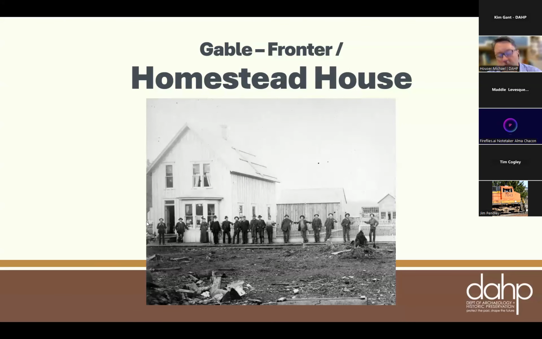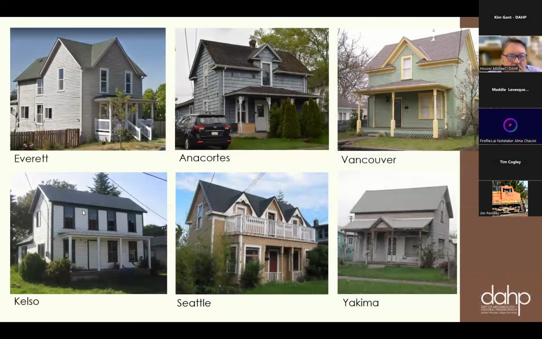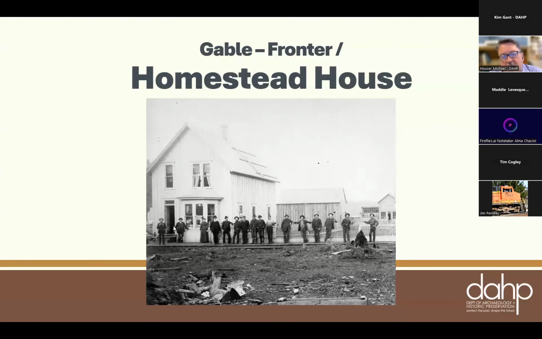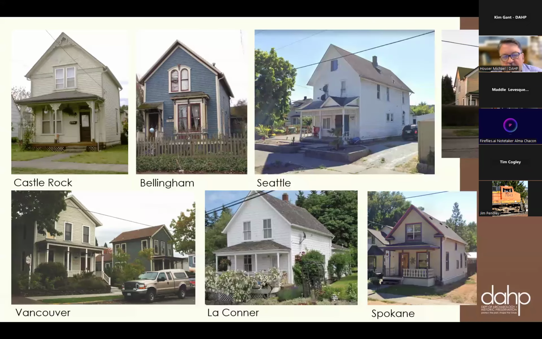One of the things I should point out is to note the door: the entrance door is on the long end, not on the gable end, right? So on the eave line end. The homestead house or the gable fronter, the entranceway is on the short end of the house, like you see in this model here. So just rotated, flipped, and these are super common in Washington as well.